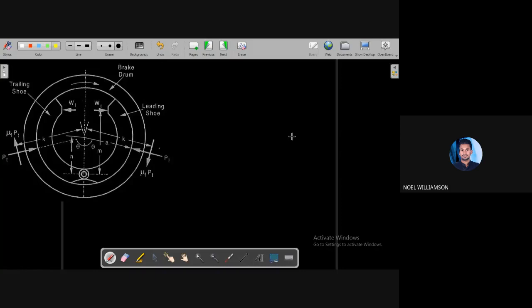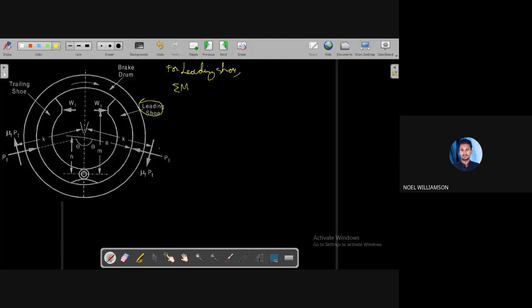Now, first of all, you can see the case by case for the leading shoe. First, we take the case of the leading shoe. So for the leading shoe, the moment sigma M about this particular point is equal to 0.